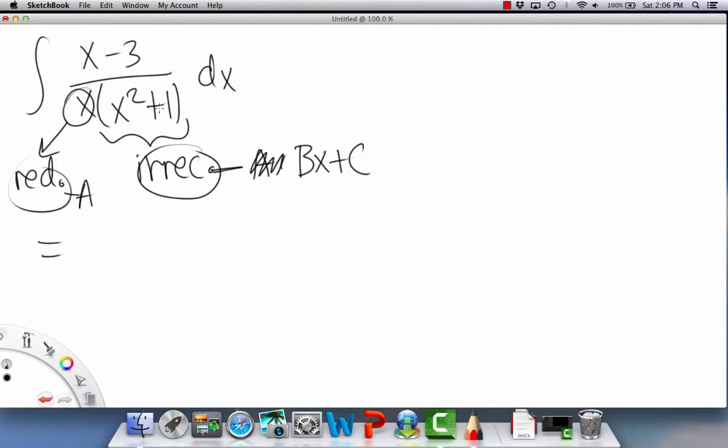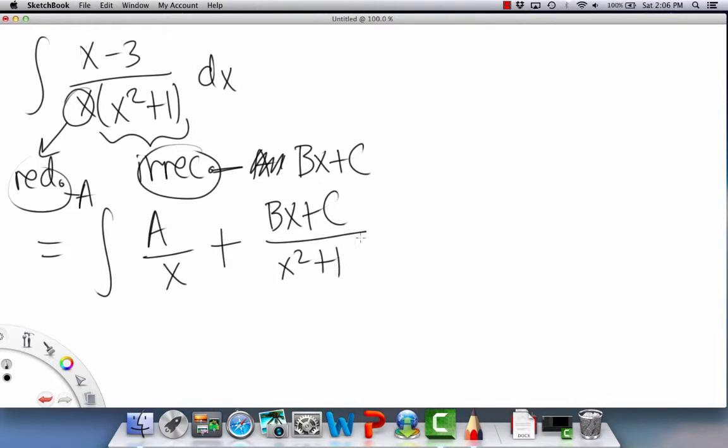So that's what we're going to have on top for this, and then on top of the x, we're just going to have a simple a. So this is what it's going to look like, a over x, because this is reducible, plus we're going to have our linear form on top of the irreducible thing. So that's the way you write it there, and our dx.